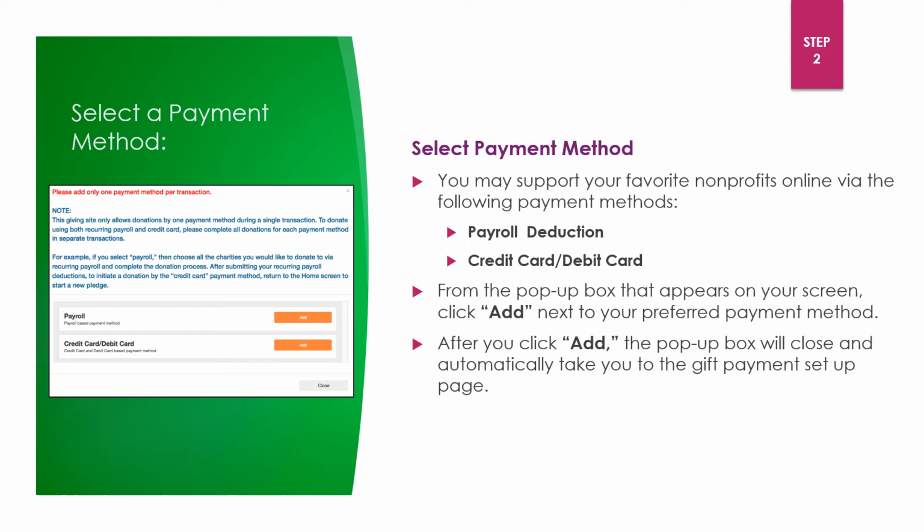After submitting your recurring payroll donations, to initiate a donation by credit card payment method, return to the home screen and start a new pledge. From the pop-up box that appears on your screen, click Add next to your preferred payment method. After you click Add, the pop-up box will close and automatically take you to the gift payment setup page.